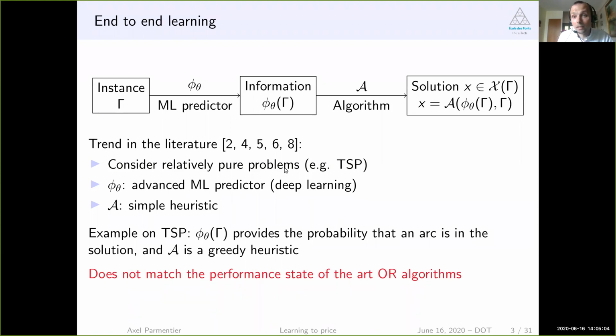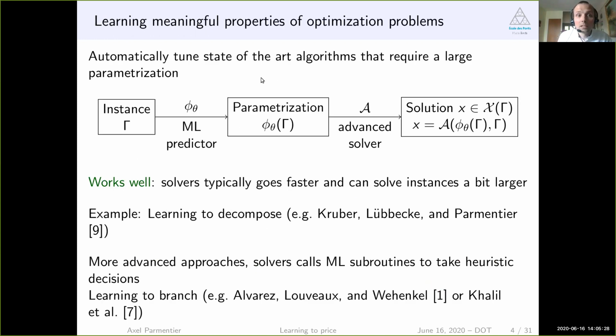And one of the reasons why I think this happens is because, when you use a greedy algorithm to reconstruct the solution, you do not exploit the structure of the problem. And what makes operations research algorithms work most of the time is to exploit the structure of the problem. Another way of using this paradigm is to automatically tune state-of-the-art algorithms. Typically, here you would have an advanced solver, for instance, Cplex or Gurobi, and you use an ML predictor to extract an interesting parametrization. And this works very well. And one of the reasons why it works very well is just that the advanced solver exploits the structure.